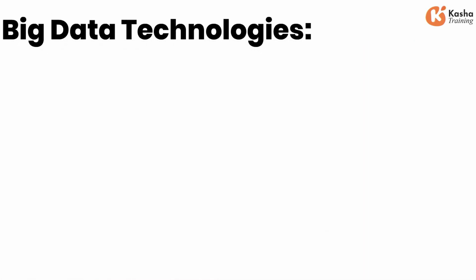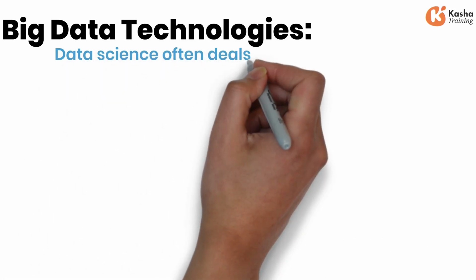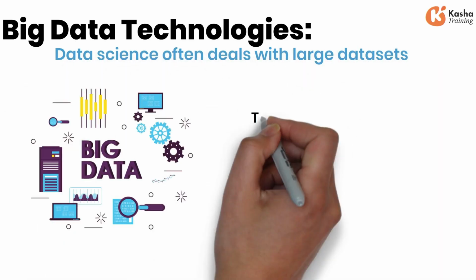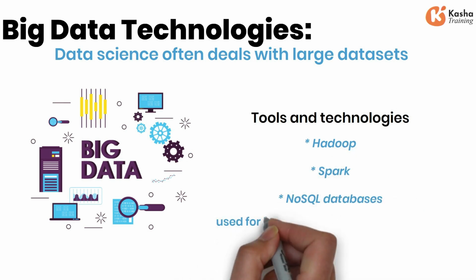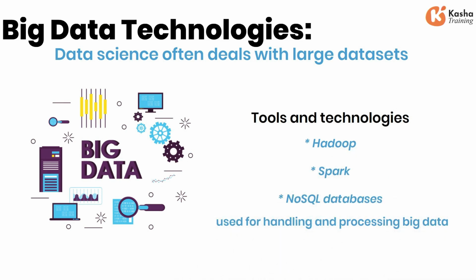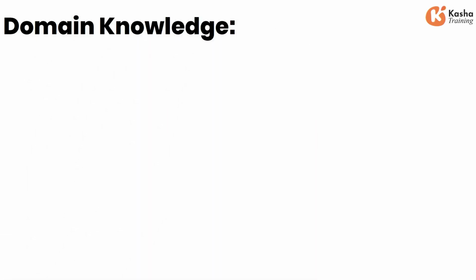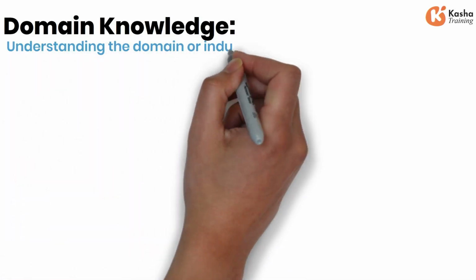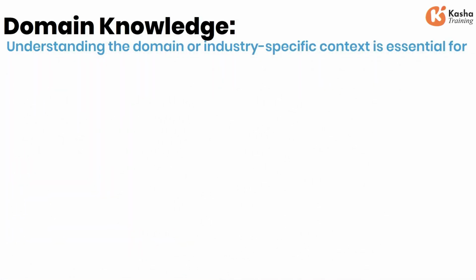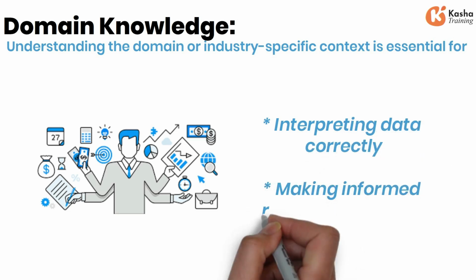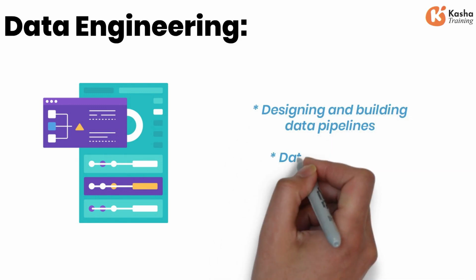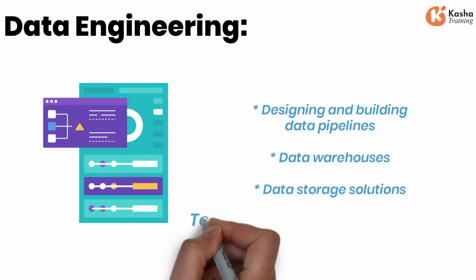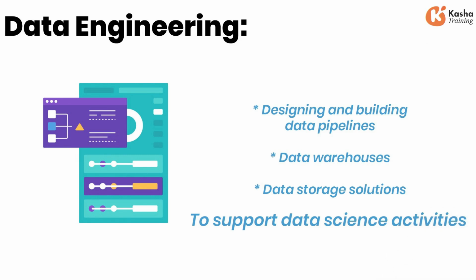Big data technologies. Data science often deals with large datasets. Tools and technologies like Hadoop, Spark, and NoSQL databases are used for handling and processing big data. Domain knowledge. Understanding the domain or industry-specific context is essential for interpreting data correctly and making informed recommendations. Data engineering. Designing and building data pipelines, data warehouses, and data storage solutions to support data science activities.